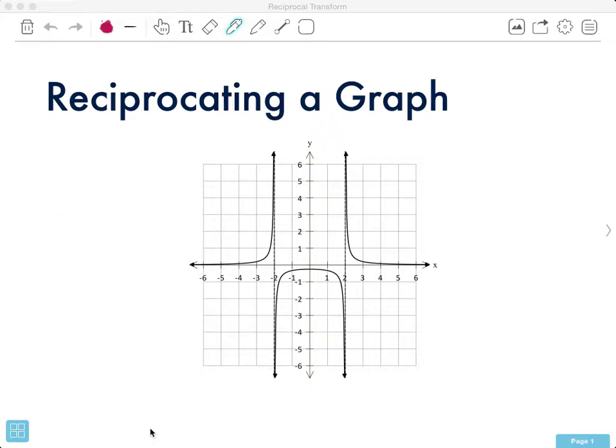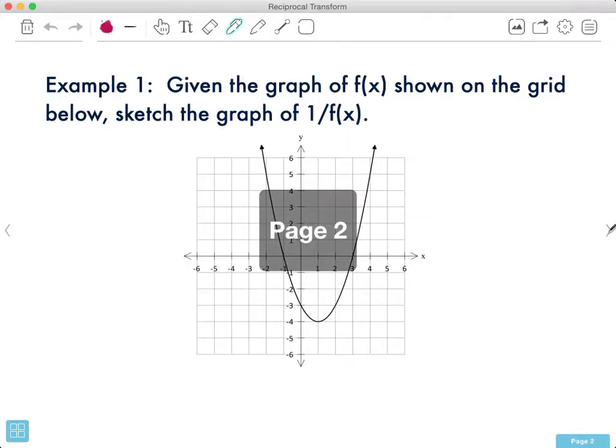In this video we're going to be reciprocating a pre-existing graph. We'll do one example in this video. Given the graph of f of x shown on the grid below, which is this parabola, which is already given to you, sketch the graph of the reciprocal of f of x.